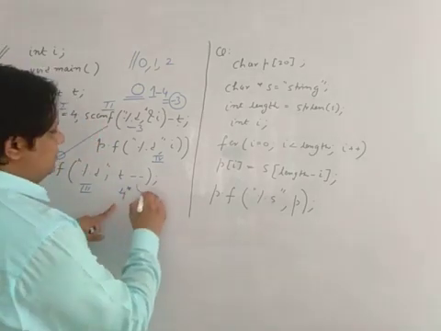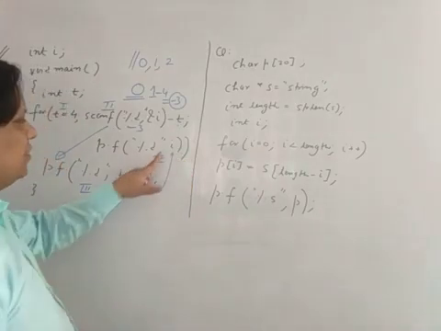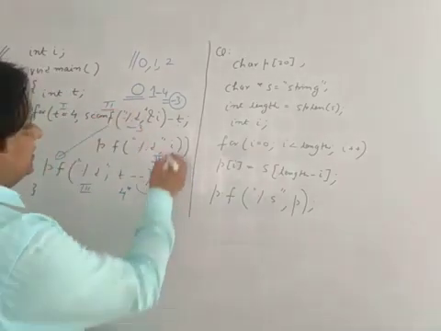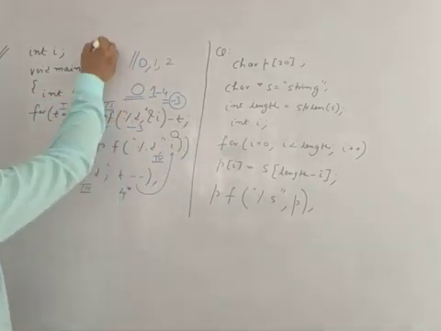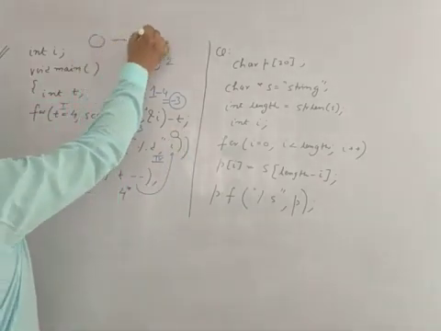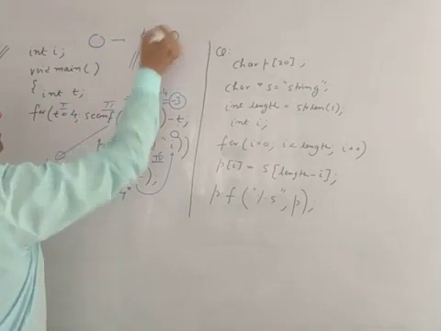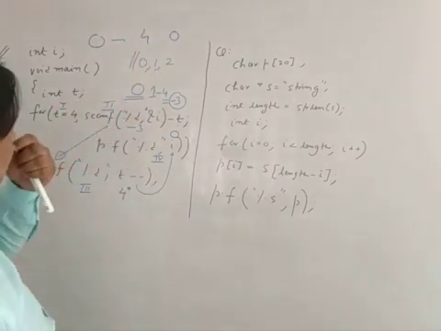So the first is 4, it will print 4. Then after this it will print the value of i. What is the value of i? You have taken i input as 0, right? So for 0 input it is printing the values 4 and 0, right? Now again you are taking 1 as an input.